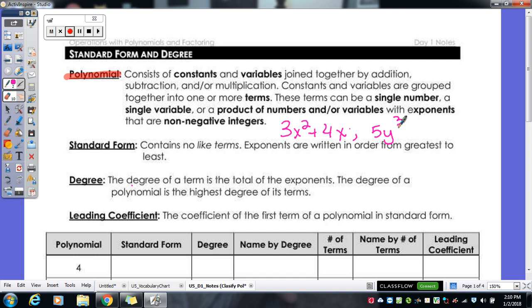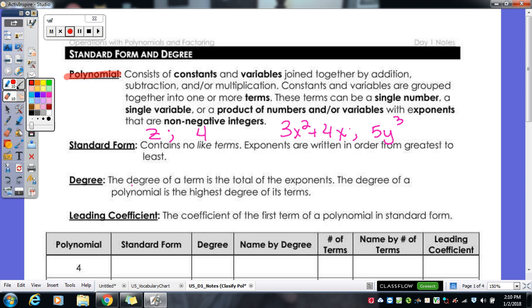You could have just a single letter. If I just said z, that's a polynomial. You could have single numbers, like 4, that's another example of a polynomial. So basically everything you've been doing so far is a polynomial. We just haven't used that term yet.